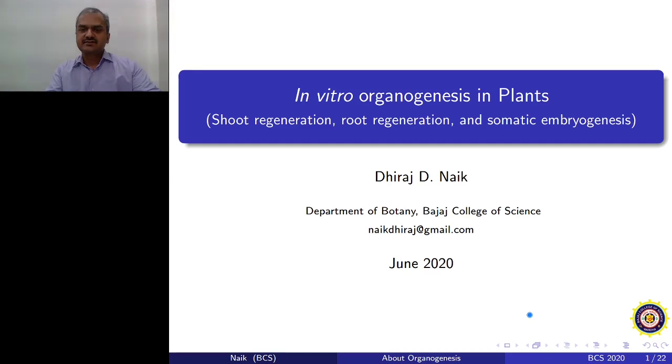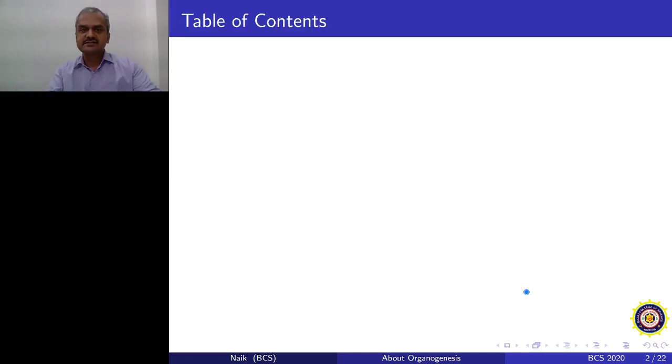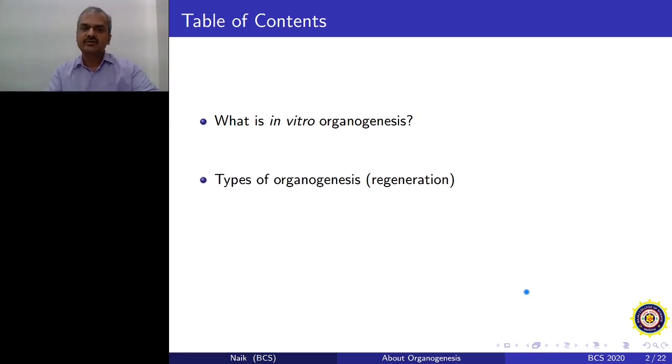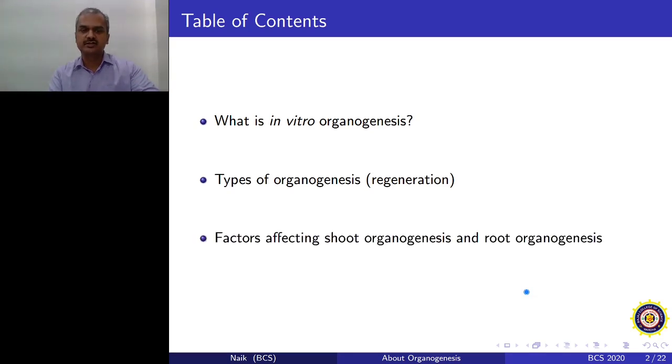Now let us first see the content, what we are going to see in today's session. What is in vitro organogenesis? That we will discuss. Then later on we will discuss what are the types of organogenesis, what are the different types of regeneration mechanisms which are available in any explant of a plant material. And what are the factors which affect shoot organogenesis and root organogenesis?